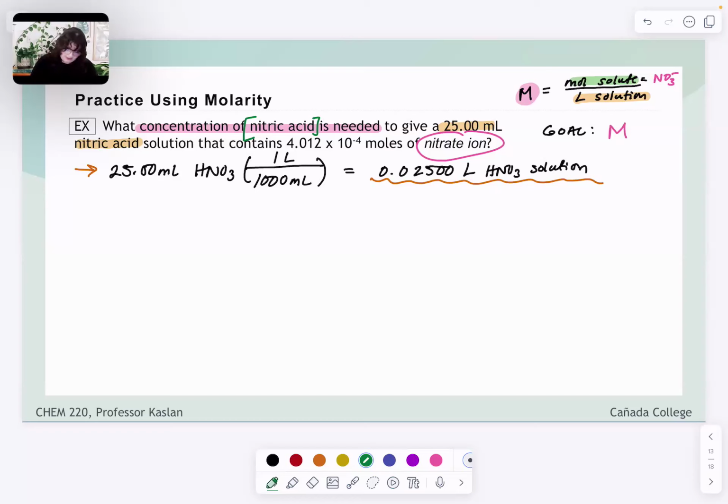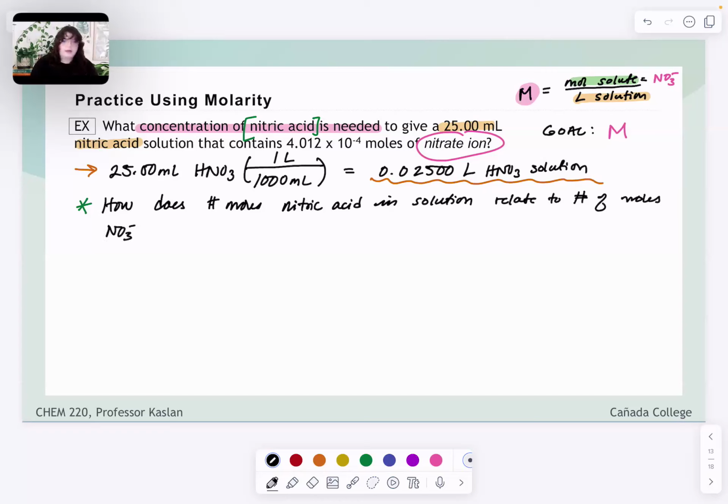So what we need to ask ourselves here is how does the number of moles of nitric acid in this solution relate to the number of moles of nitrate ion? So we have to think about what's actually in the beaker when we dissolve nitric acid in solution.